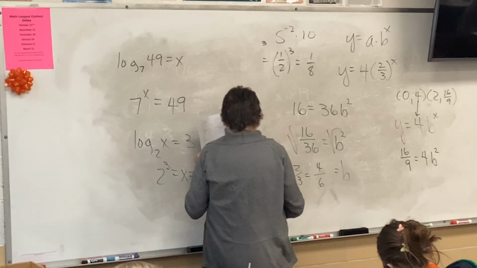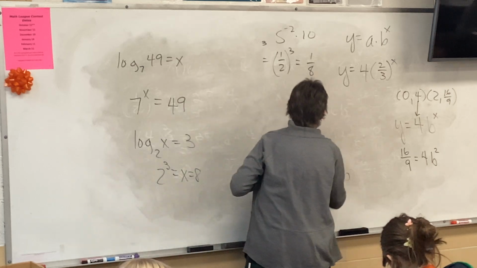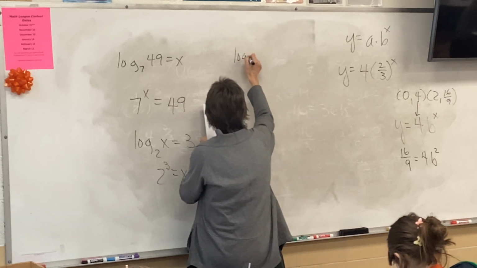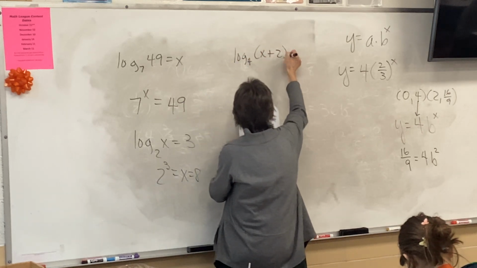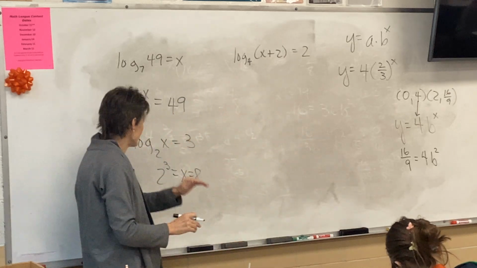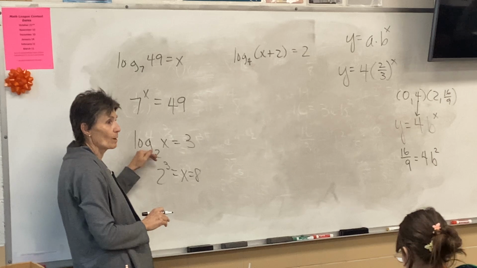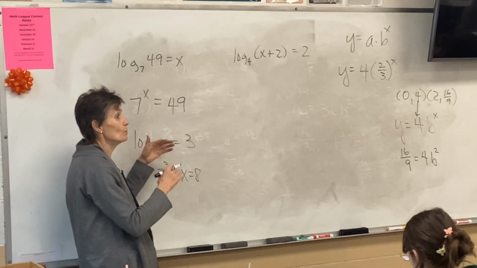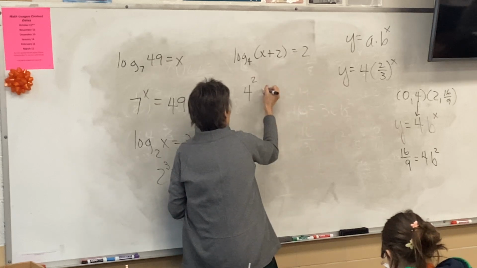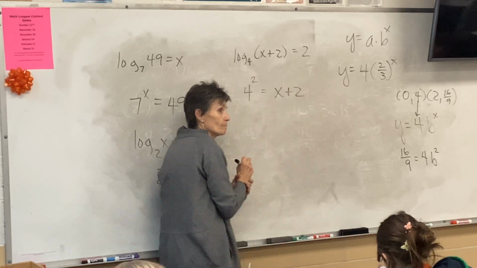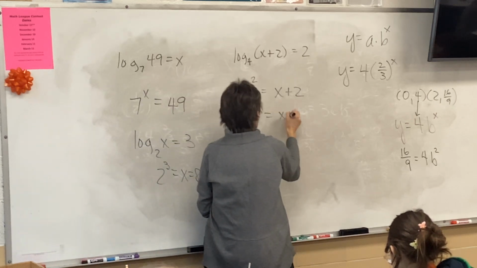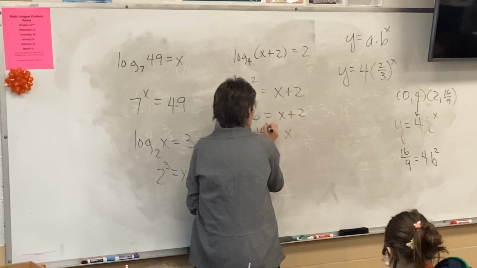Alright, now this is a little worse, but not bad. This one says the log base 4 of x plus 2 is 2. Now, fundamentally, it's exactly the same as this problem right here. So you're going to loop-de-loo it. But when you loop-de-loo it, it's going to say 4 squared equals x plus 2. So 16 equals x plus 2, and x equals 14.